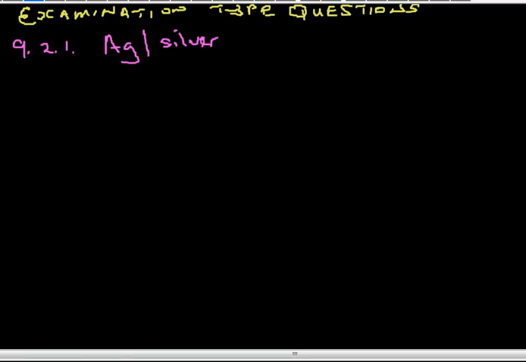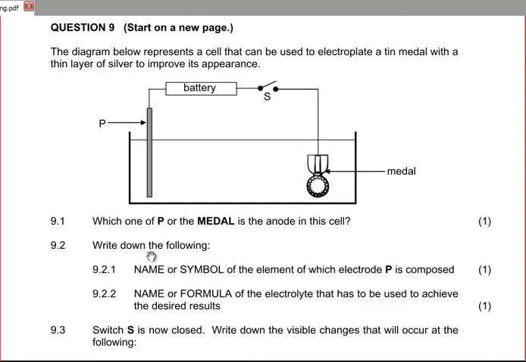or you can just write the name as silver like that. Right? So if we can go back to our question 9.2.2, it says, name or formula of the electrolyte that has to be used to achieve the desired results. We have two soluble salts of silver, that is, only those particular soluble salts can be used as electrolytes.